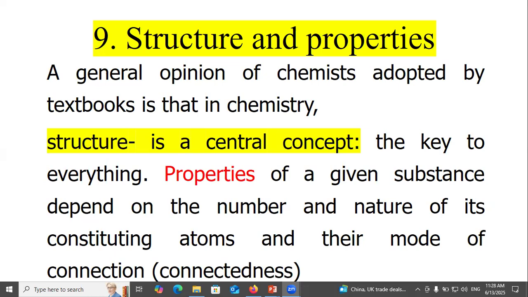Good morning. I'm discussing structure and properties, a general opinion of chemists adopted by textbooks in chemistry. Structure is a central concept, the key to everything. Properties of a given substance depend on the number and nature of its constituting atoms and their mode of connection, connectedness.